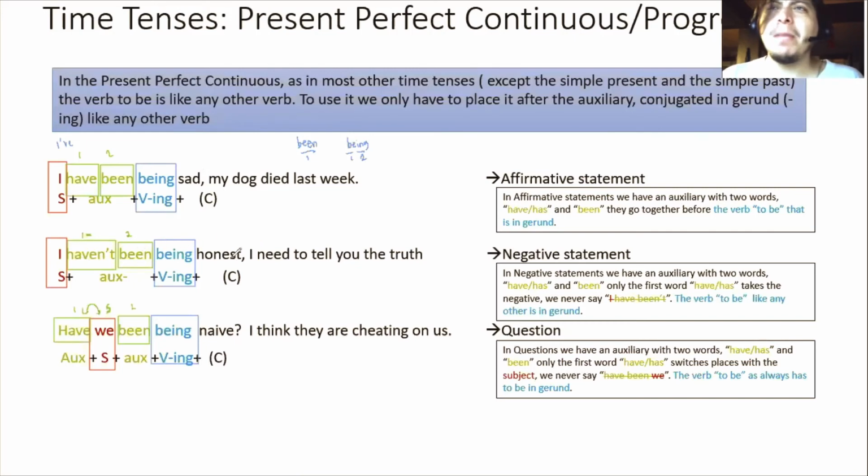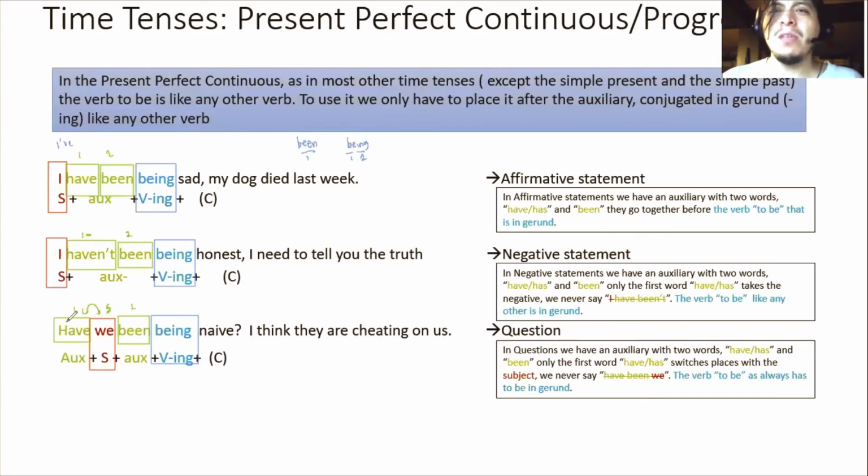I haven't been being honest. Yo no he estado siendo honesto. Recuerden que el verbo ser y el verbo estar en inglés son el mismo verbo, to be. Entonces, yo no he estado siendo honesto. Necesito decirte la verdad. I haven't been being honest. En un momento en el pasado empecé a ser deshonesto y continúo siendo deshonesto.